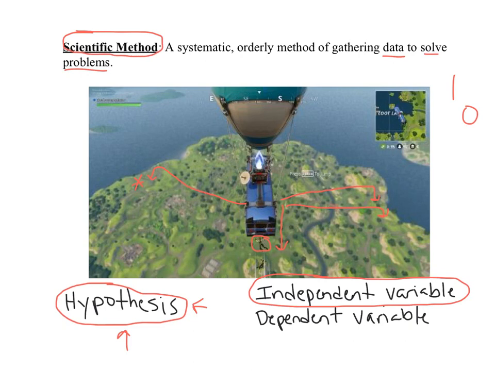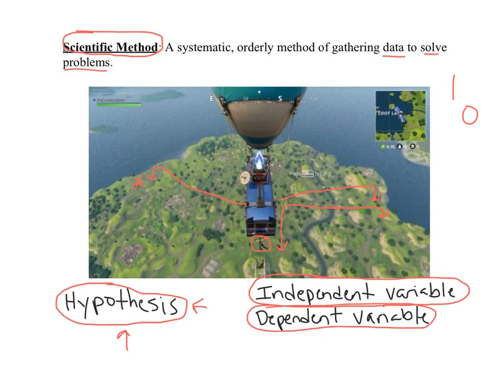Now, what am I going to be looking for? So say I play 10 times. And every single time I fly as far away from the bus as I can. What am I going to be looking for? I'm going to look for how well I place and how long I stay alive. So those things that I'm measuring, like what place I get, that's called the dependent variable.